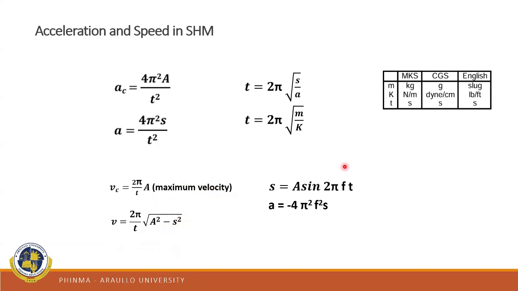So, lastly, we have S is equal to the amplitude multiplied by sine 2 pi. Then yung F na to is the frequency na pinresent natin kanina. And then T.